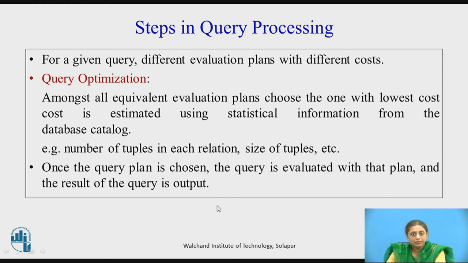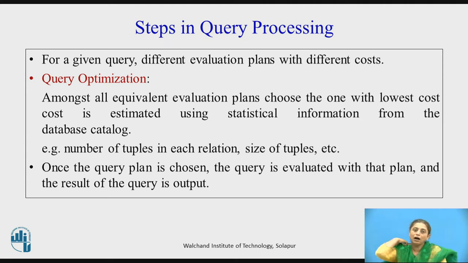Okay, in query optimization, as we have seen, there are different evaluation plans and obviously different costs will be there. So in query optimization, among all the equivalent plans, the plan which has the lowest cost is going to be estimated. How does it have to be estimated? It has to use statistical information.